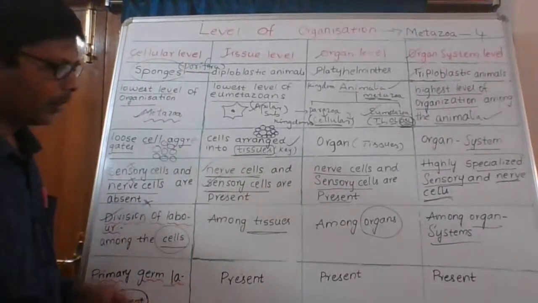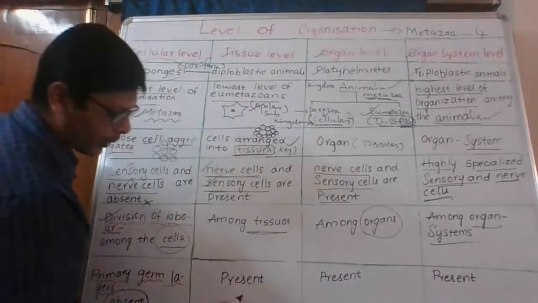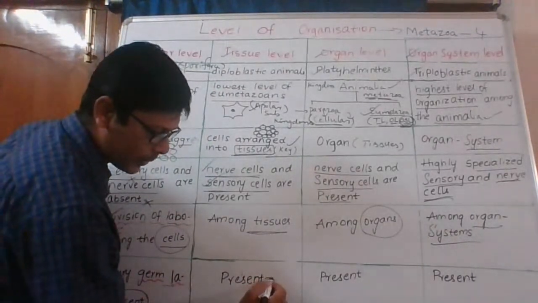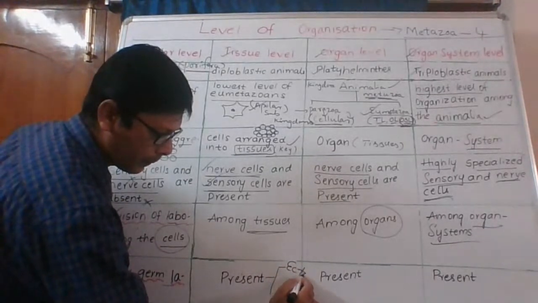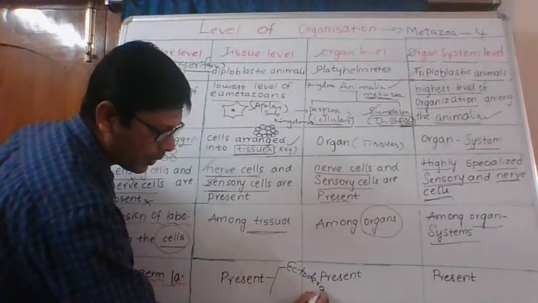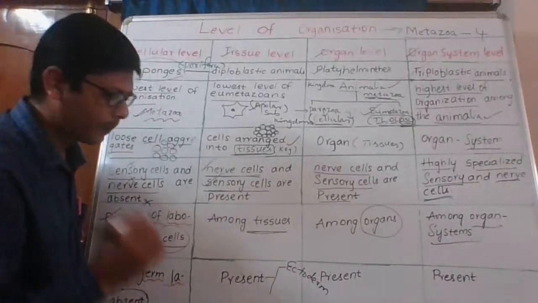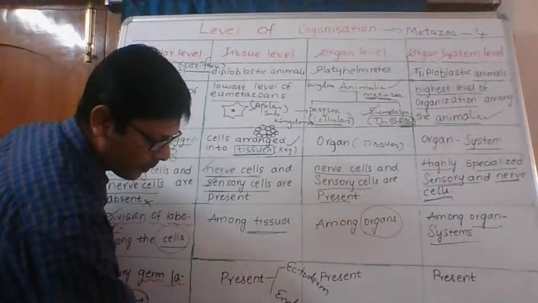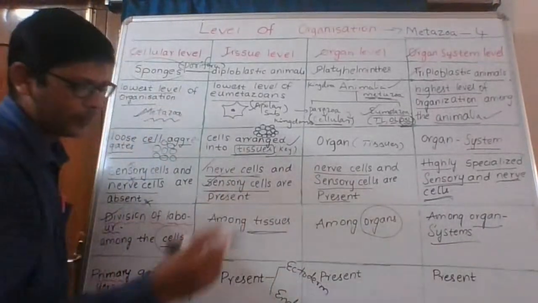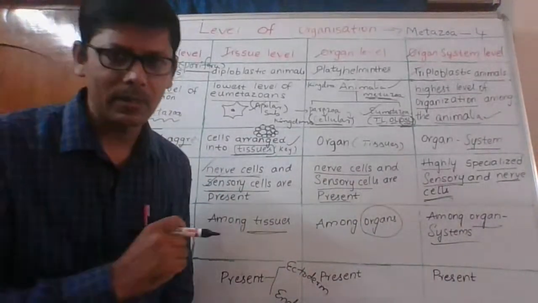In the tissue level of organization, primary germ layers are present. What are those primary germ layers? One of the primary germ layers is ectoderm. Another one is endoderm. Ectoderm and endoderm are present here.